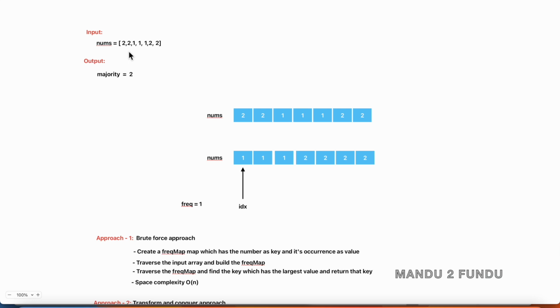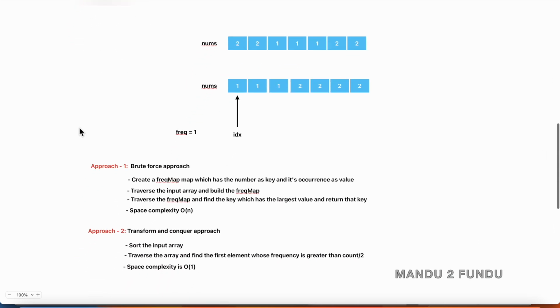So we have an input array of size 7. In that there are four numbers of value 2 and three numbers of value 1. So the majority in this is number 2, so we have to return number 2. There are two approaches.